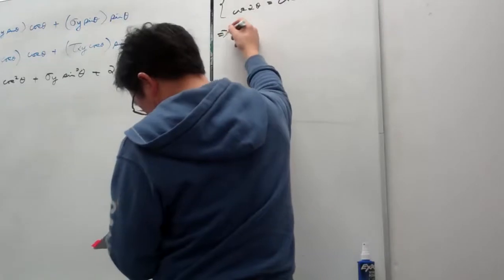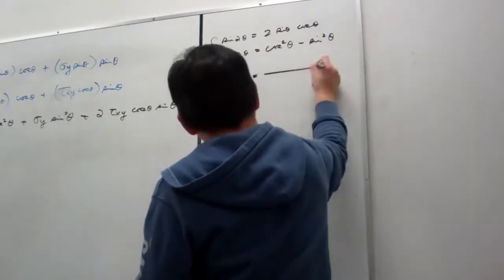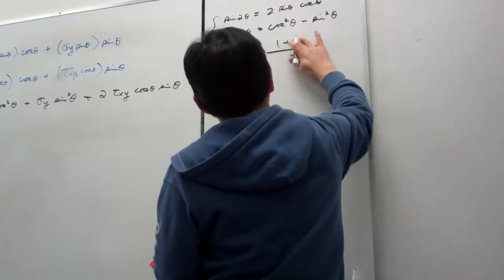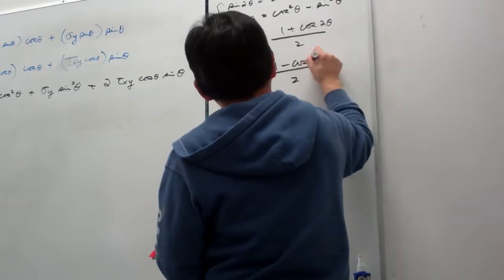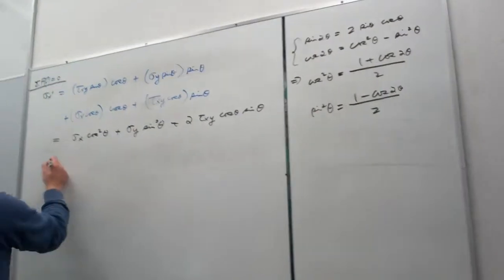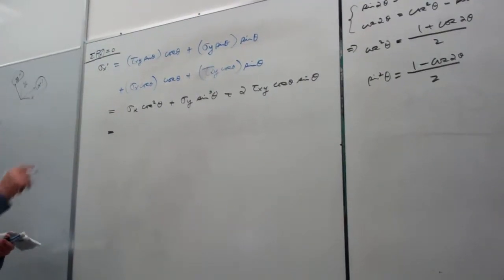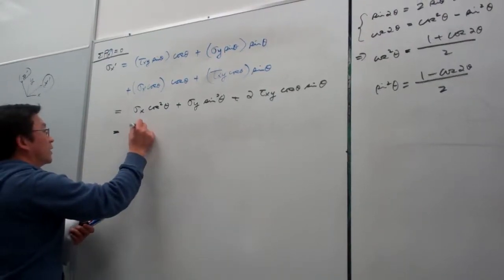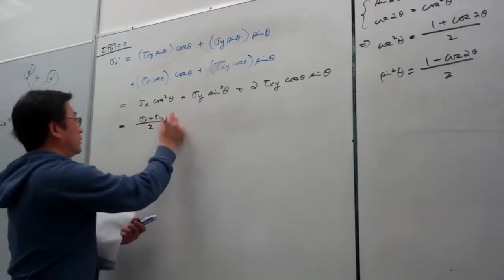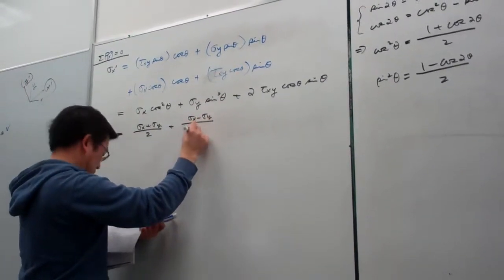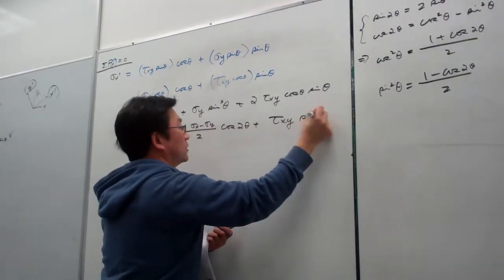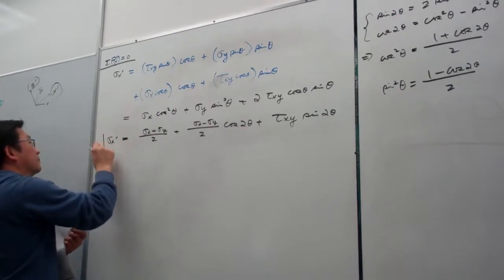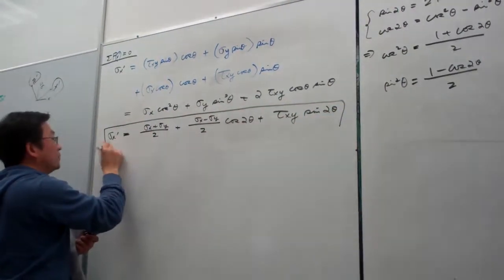So using those, we have cosine squared theta equal to 1 plus cosine 2 theta over 2, and sine squared theta equal to 1 minus cosine 2 theta over 2. So with those, we can plug into the formula. We simply plug in this information, so that will be equal to sigma x plus sigma y divided by 2, plus sigma x minus sigma y over 2 cosine 2 theta, plus tau xy sine 2 theta. I box this one because that will be the useful information for you to calculate sigma x prime.